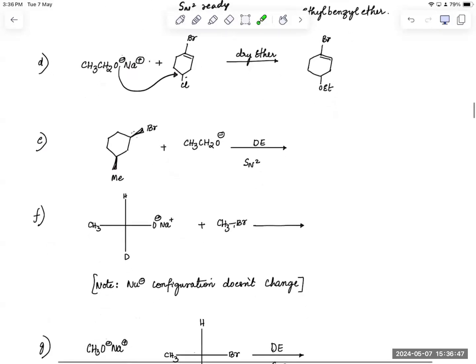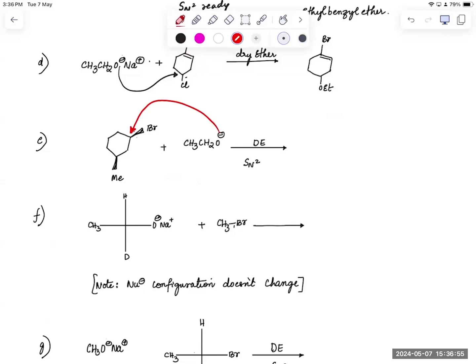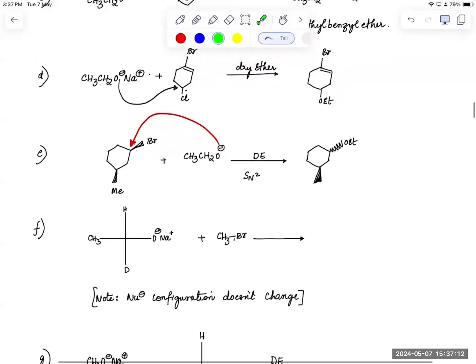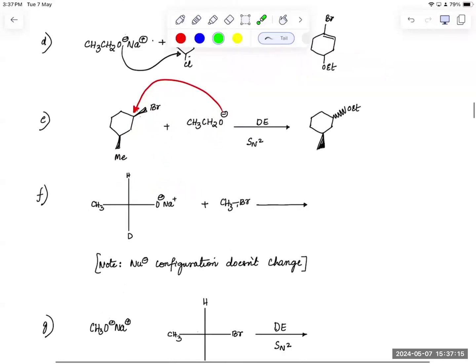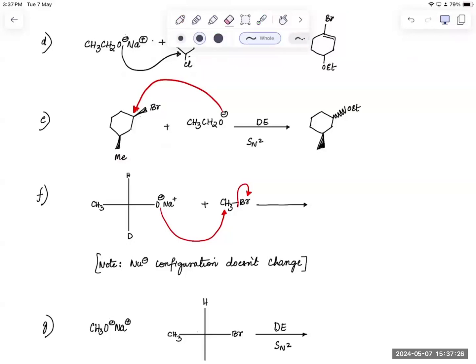Next, if you have bromine here coming outside, so where does the methyl attack? This will definitely attack at this position. Okay. But since Br is coming out of the plane, now this ethoxide will go inside the plane. So what is the product? This is what you will get. So this is the product you will have, OEt. I hope all of you got that. Next, alkoxide. You can see this is an alkoxide. This is also SN2 ready. So Br will break from here. Correct. So what is the product I will have?